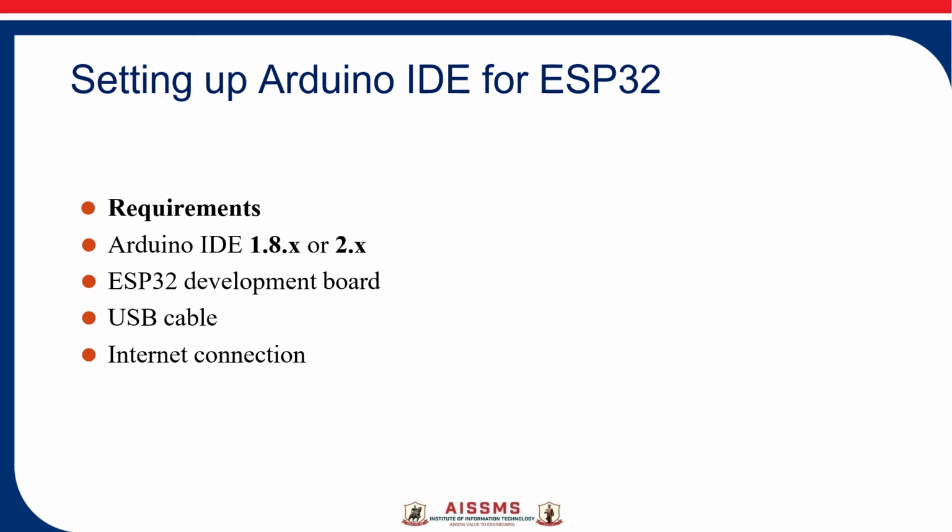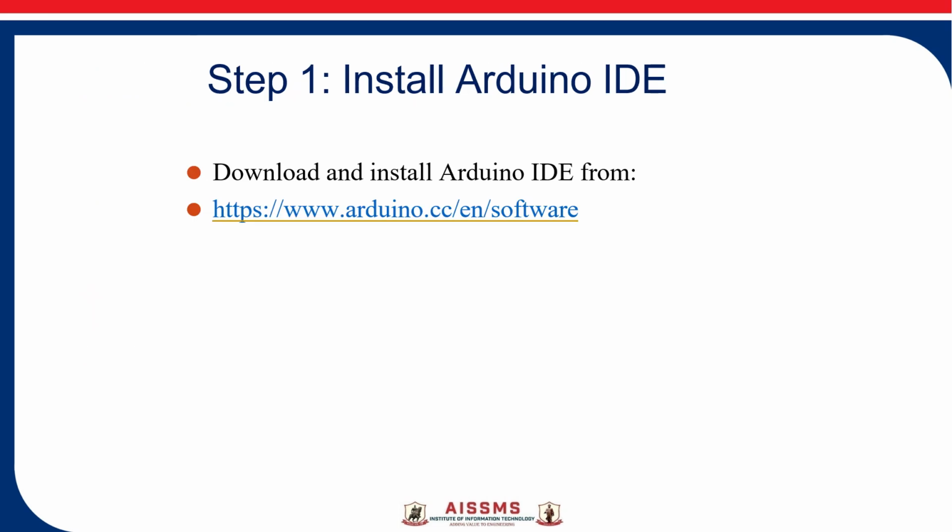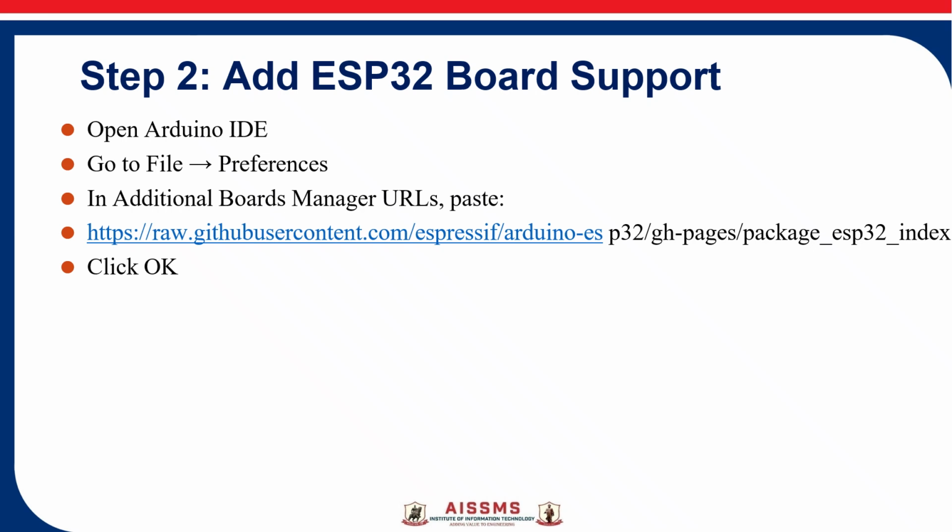The first one is the installation. This link opens. Then step two, run the installer. For Windows, double click the downloaded .exe file. For Mac, open the .dmg file and drag Arduino to the Applications folder. The third one is Linux. Extract the zip file and run the installer script.